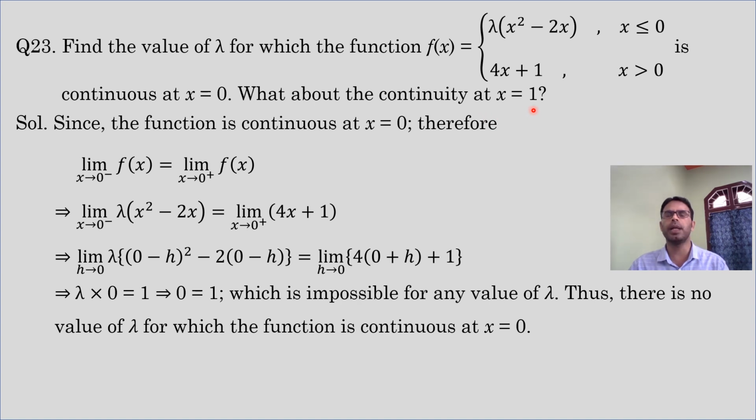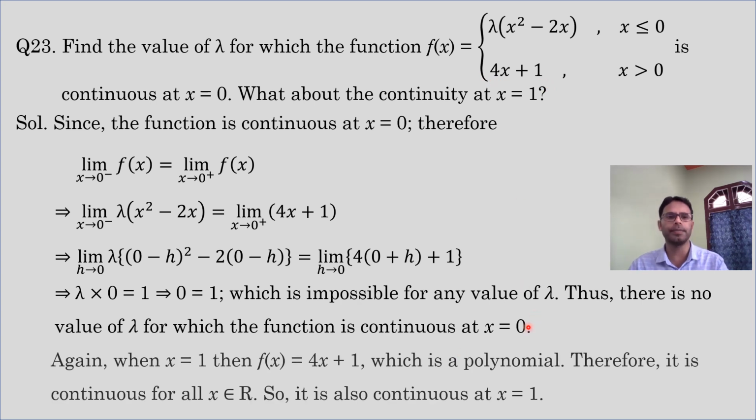So x is equal to 1 is in this branch of the function, because 1 is greater than 0. Therefore, for x greater than 0, f(x) is equal to 4x plus 1, and we are taking f(x) for x equal to 1, and x equal to 1 is for here. So f(x) will be equal to 4x plus 1.